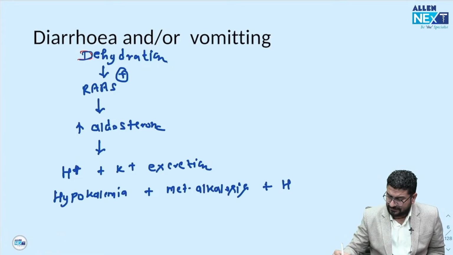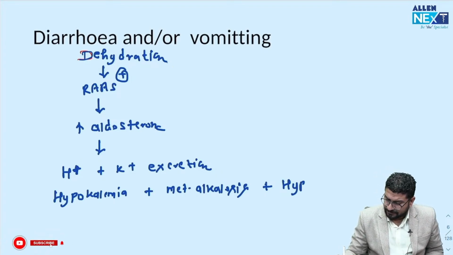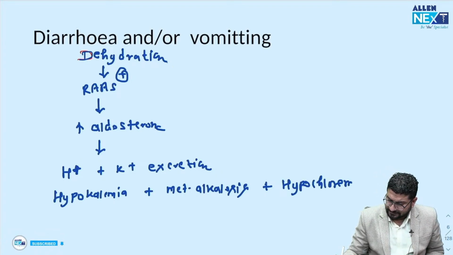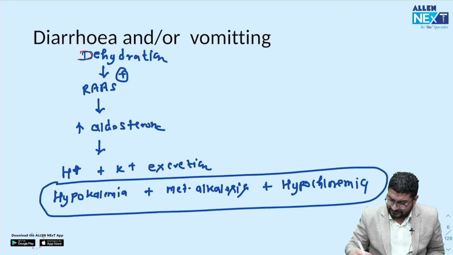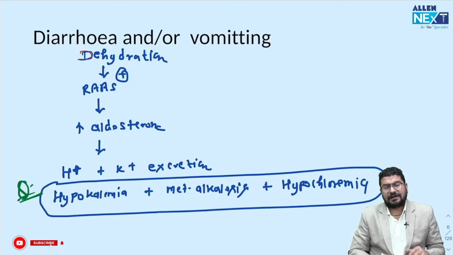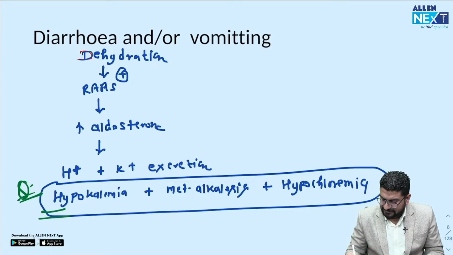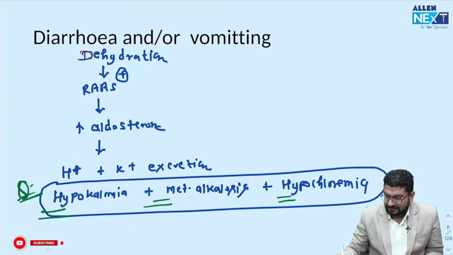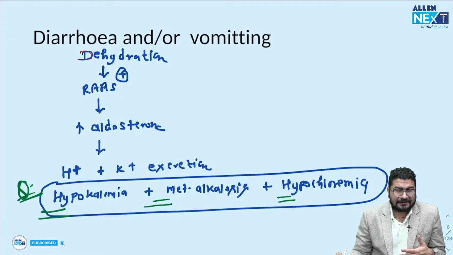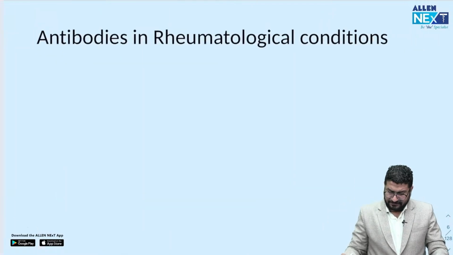hypochloremia. It is because when you are vomiting, your chloride will also be removed. So this question came twice in exam. Metabolic changes that we see in a patient with diarrhea and vomiting will be hypokalemia, hypochloremia, and metabolic alkalosis. Hypokalemia and metabolic alkalosis are due to RAS system stimulation, and hypochloremia because when you are vomiting out, you are also losing chloride. So this is something which you have to remember.